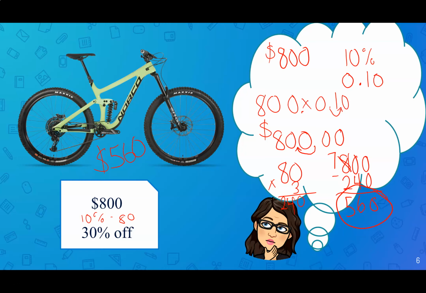One thing to note is with sales, if something is 30% off, that means we are actually going to pay 70% of the price. So you may want to skip this step here and simply calculate 80 times 7. And that will save you both of these steps. So we know if it's 30% off, we will pay 70% of the price because 30 plus 70 equals 100.